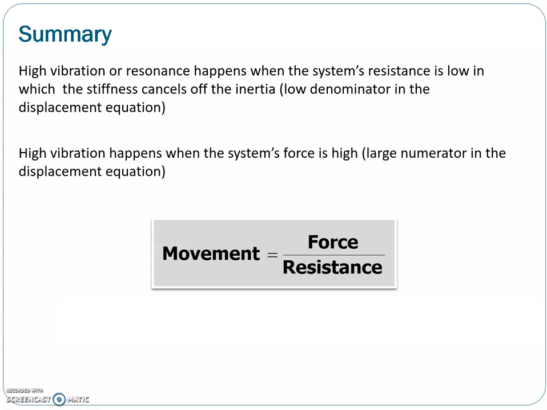So, by now you should understand what resonance is and how it happens. In summary, resonance or high vibration happens when the system resistance is low, in which stiffness cancels off inertia, giving a low denominator in the displacement equation. On the other hand, high vibration can also happen when the system's force is high, leading to a large numerator in the displacement equation.